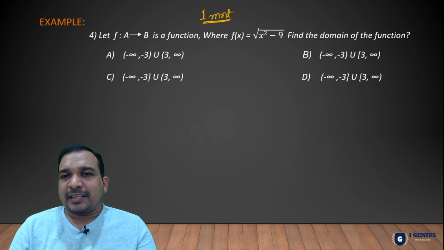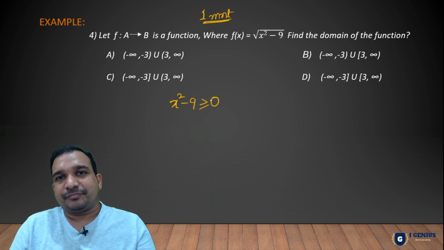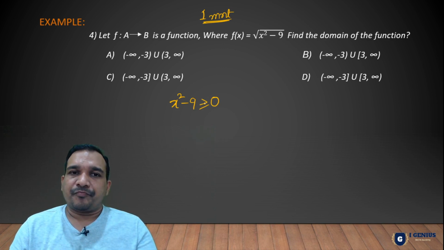Since it is under the square root, whatever the function is there under the square root, that must be greater than or equal to 0. So here the hint is x square minus 9 greater than or equal to 0. So after this you can write it fast.